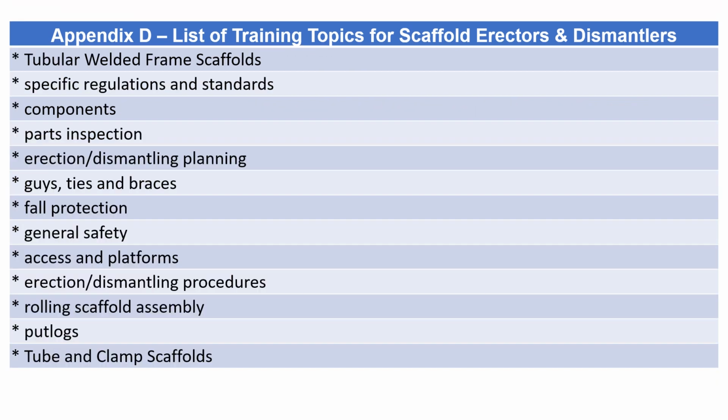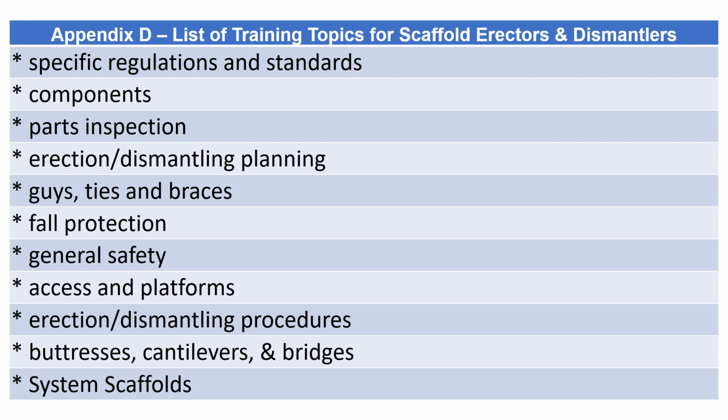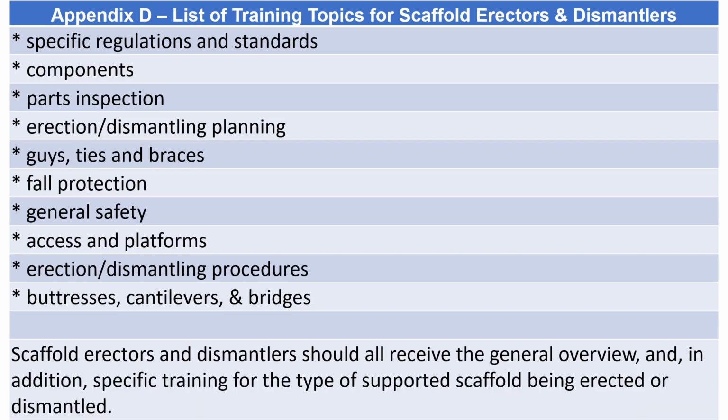tubular welded frame scaffolds, specific regulations and standards, components, parts inspection, erection/dismantling planning, guys, ties and braces, fall protection, general safety, access and platforms, erection/dismantling procedures, rolling scaffold assembly, putlogs, tube and clamp scaffolds, specific regulations and standards, components, parts inspection, erection/dismantling planning, guys, ties and braces, fall protection, general safety, access and platforms, erection/dismantling procedures, buttresses, cantilevers, and bridges, system scaffolds, specific regulations and standards, components, parts inspection, erection/dismantling planning, guys, ties and braces, fall protection, general safety, access and platforms, erection/dismantling procedures, buttresses, cantilevers, and bridges.